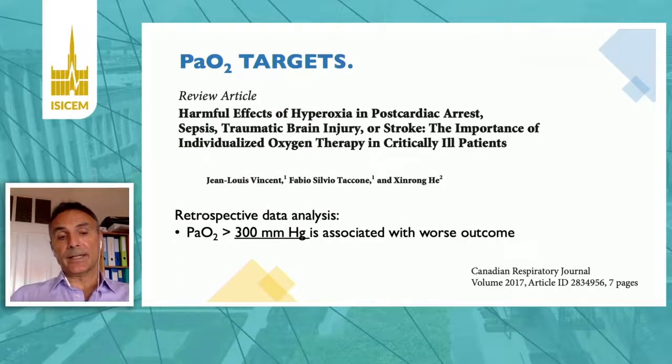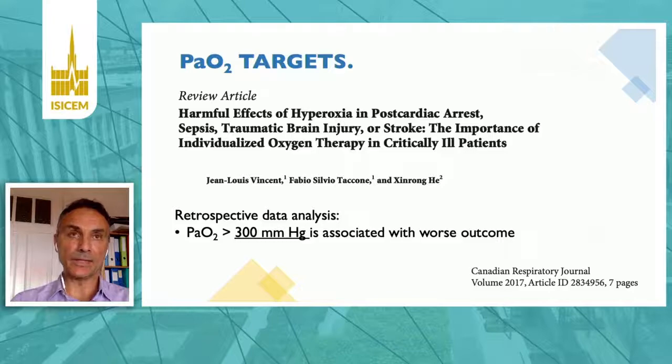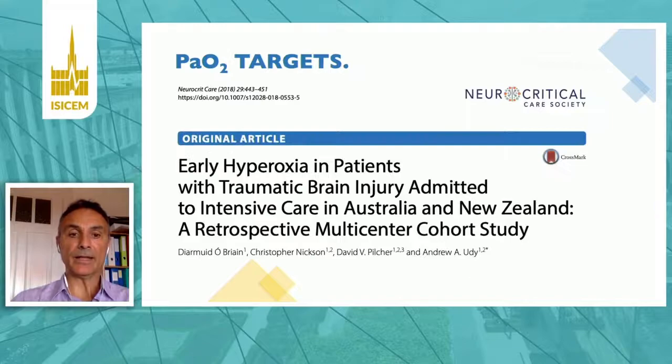Right, so what we can say based on the review of clinical data. First of all, there's a lot of data showing that hyperoxia may be bad because it increases reperfusion injury and for other reasons. But if you specifically look at the literature in patients with acute brain injury, with traumatic brain injury, which is the topic of this presentation, TBI, retrospective data analysis suggests that PaO2 above 300 may be associated with worse outcome. But again, these are retrospective data analyses and associations.